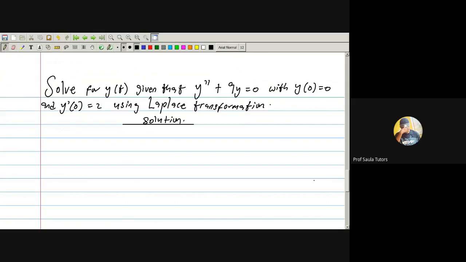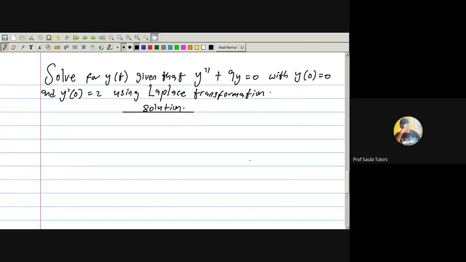Now, check this question out. We want to solve this with Laplace transform. All together? Are you there? Yes, sir. Okay, so what's the first step? Now, we want to solve this differential equation, y prime prime plus 9y equal to 0.